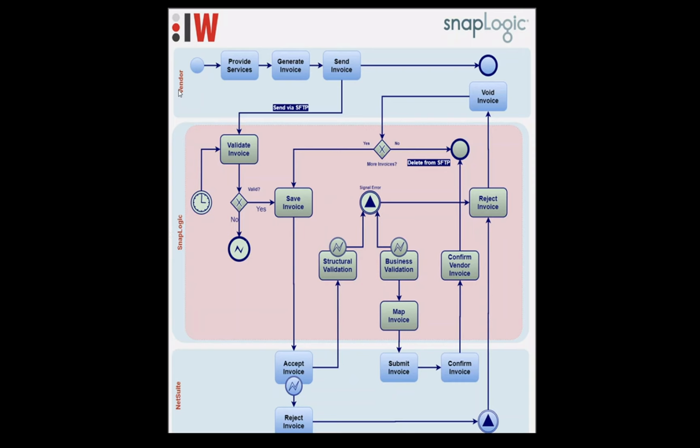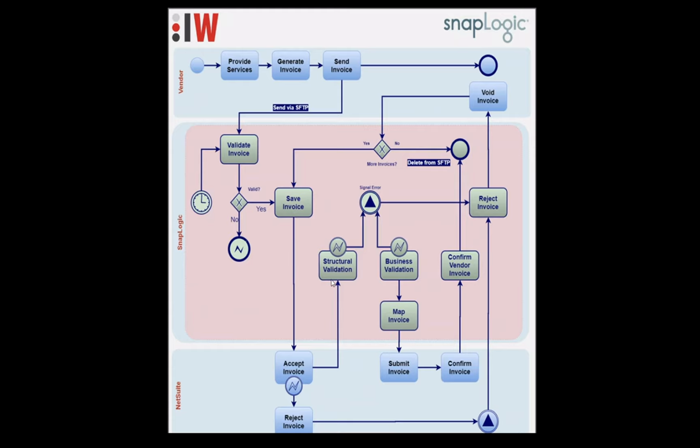Thank you, Goce. We can see that SnapLogic is positioned as a middleware between the vendor's application and the NetSuite system. When an invoice is generated on the vendor's application, it is sent to the SFTP location provided by the vendor, and we have a SnapLogic process running on a regular schedule that picks up the invoice files. Once the file is picked up, it is parsed and validated, and if the file is validated successfully, it is saved into the NetSuite file object.